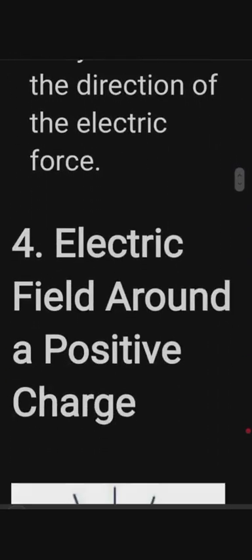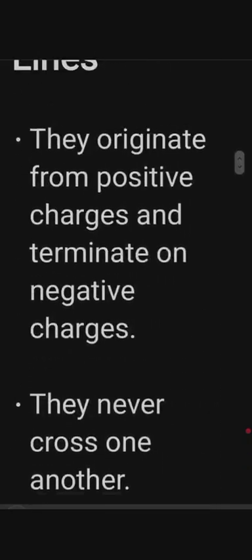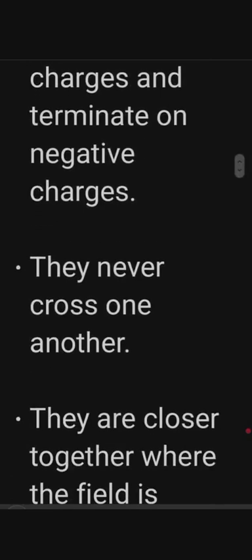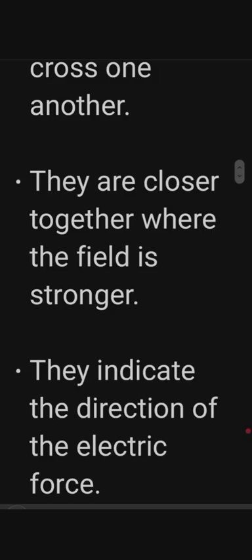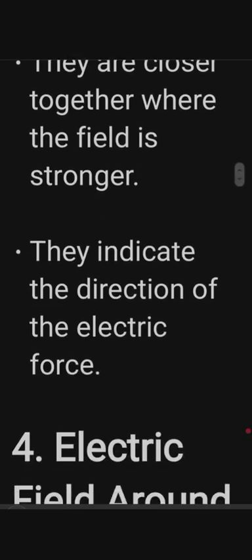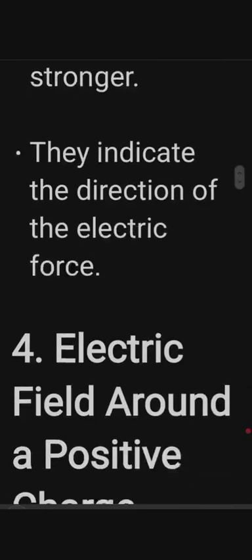So we have seen listed here 4 properties of electric field lines. Number 1, electric field lines originate from positive charge and they terminate on the negative charge. Number 2, the electric field lines never cross each other. Number 3, they describe the strength of the electric field. The closer they are to each other, the stronger the field. The farther apart they are from each other, the weaker the field. Number 4, they also indicate the direction of the electric force.